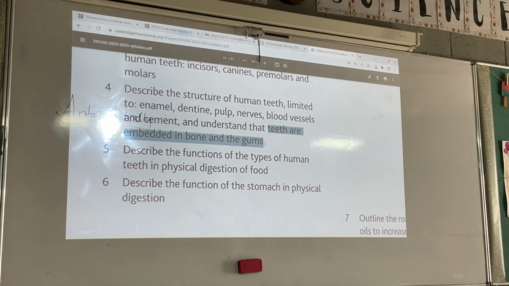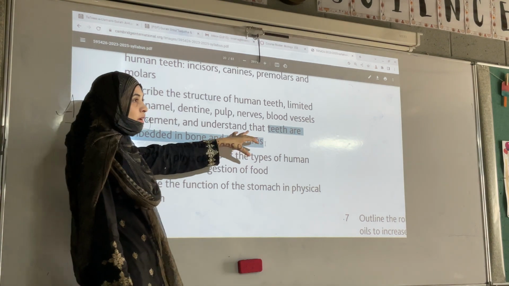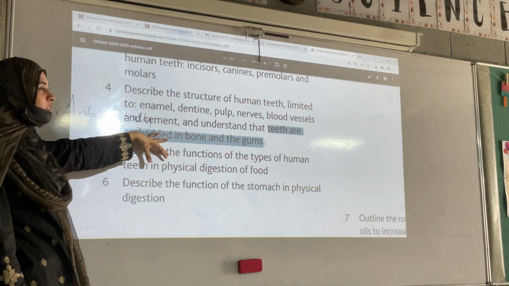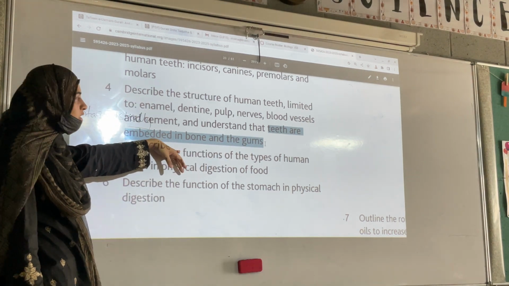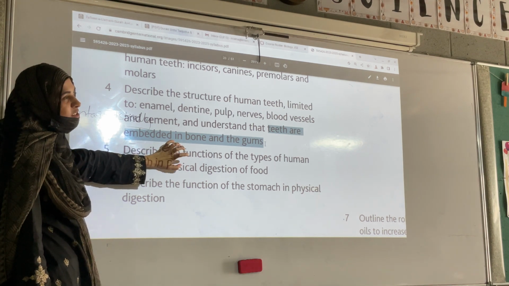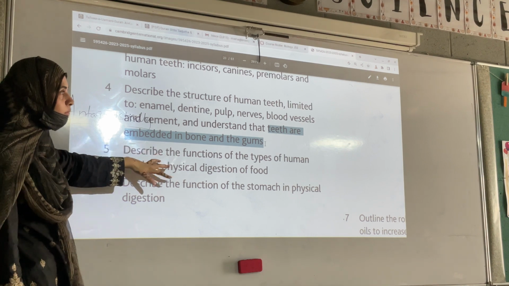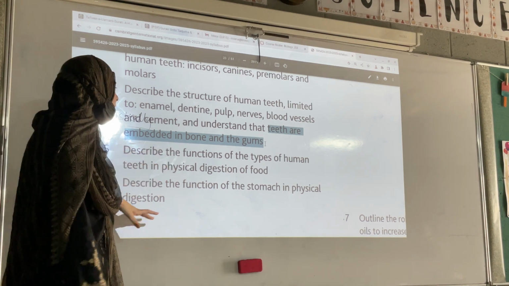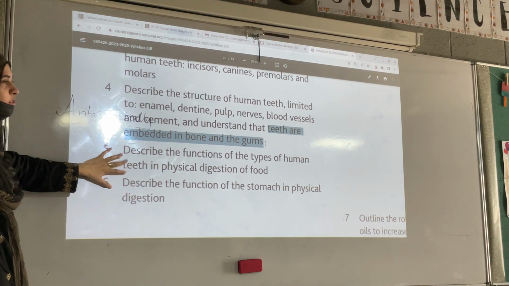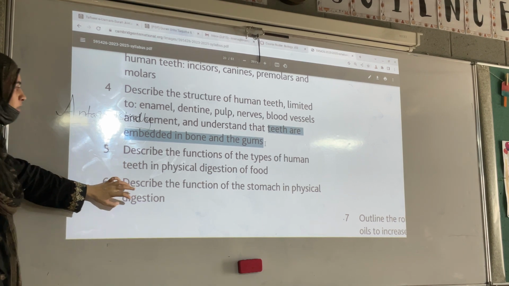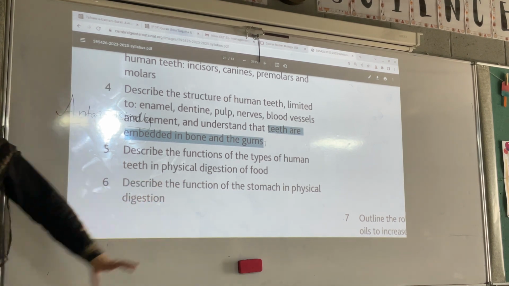Okay, so this statement is important. Teeth are embedded in bones and the gums. Whenever they highlight a specific statement in IGCSE, meaning they mention it in the table, that means it is important. That is something that they're going to ask about. Okay, function of teeth, you understand, right? Describe the function of stomach, also understand, right?